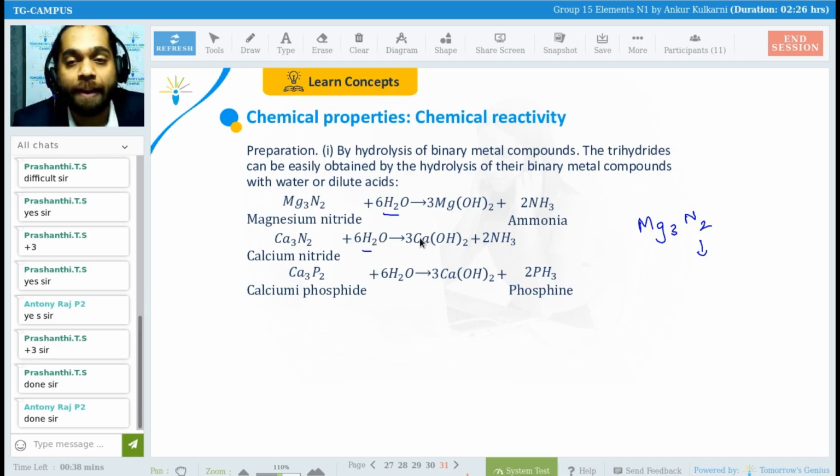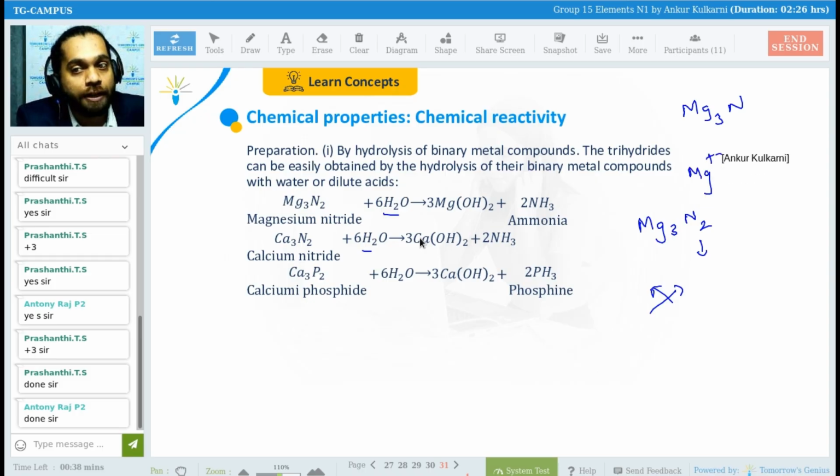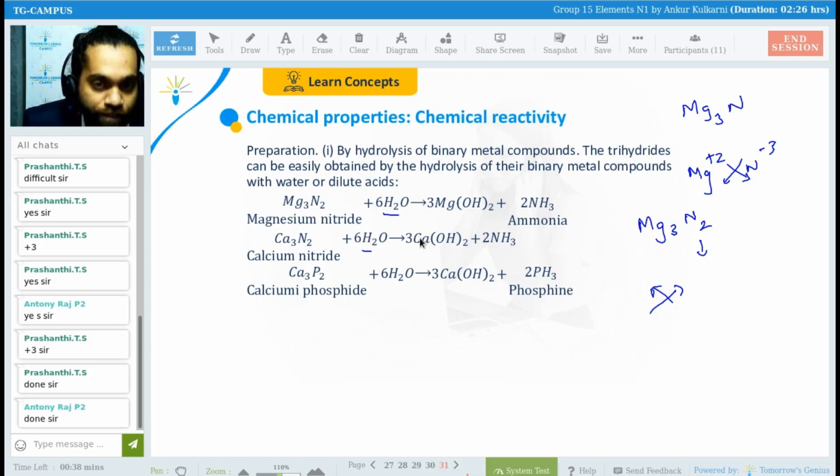So these are your metallic compounds, ionic compounds. In an ionic compound, how do we know the charge? Do the cross. One student asked me yesterday why it is not Mg3N. Why is it N2? Because the charge on magnesium is always +2, and nitrogen is -3. So it is exchanged: Mg3N2.